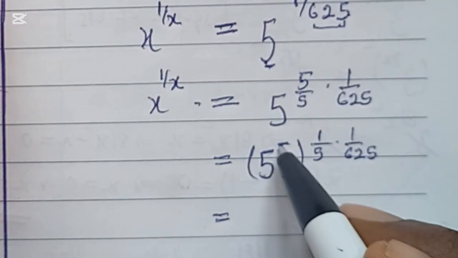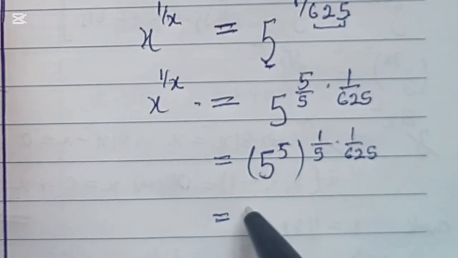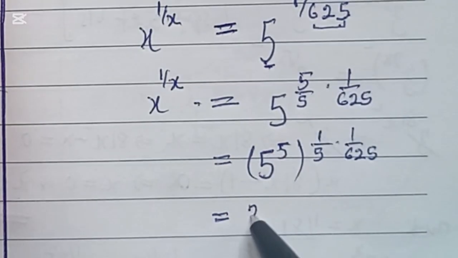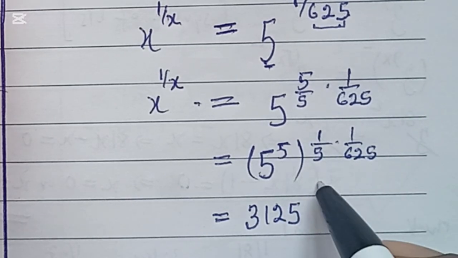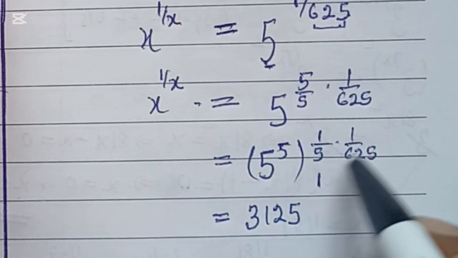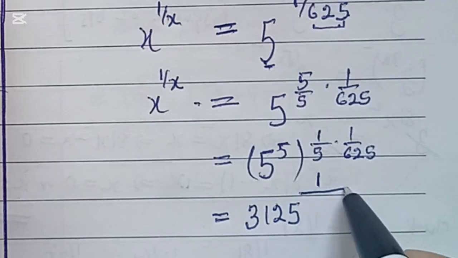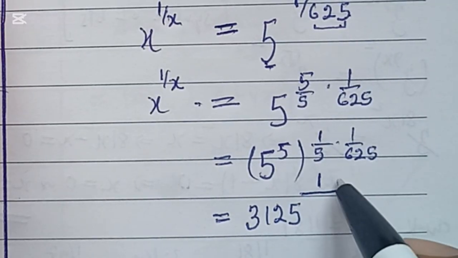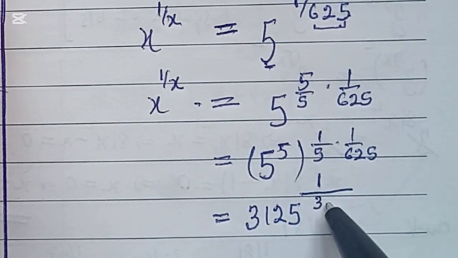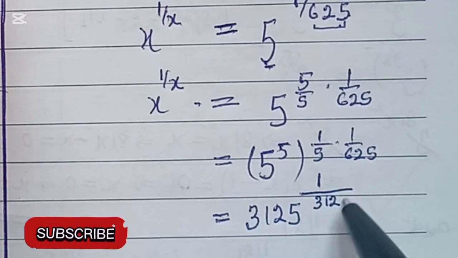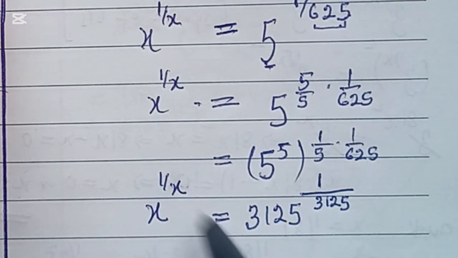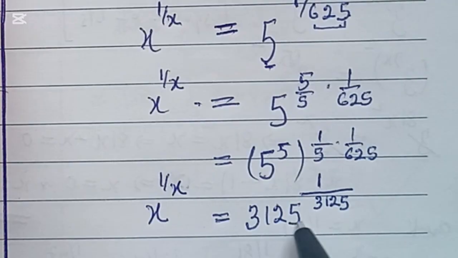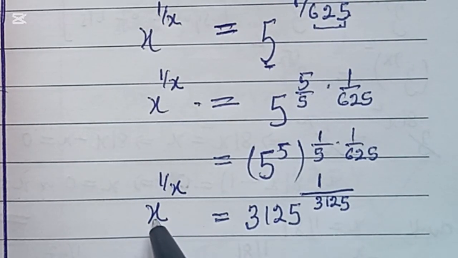All right, so 5 to the power of 5, when you do that, 5 times 5 times 5 times 5 times 5 gives us 3,125. Okay, incidentally, when you multiply the powers, this becomes 1 over 5 times 625. When you do the multiplication, you also get 3,125. So we see that x to the power of 1 over x has been written, the right hand side has been written in the form of the left hand side.